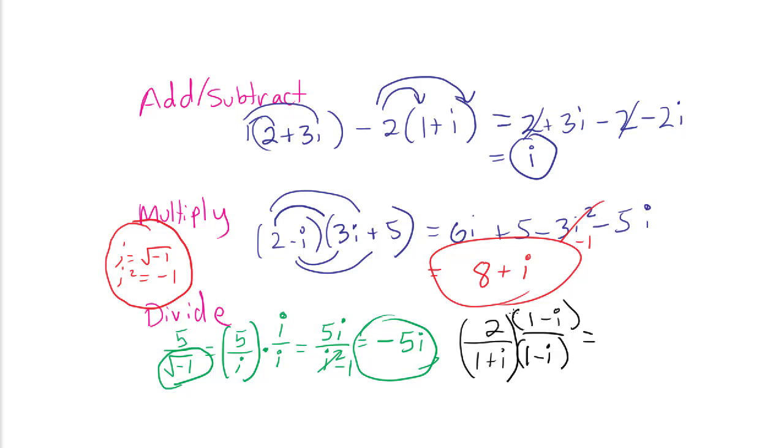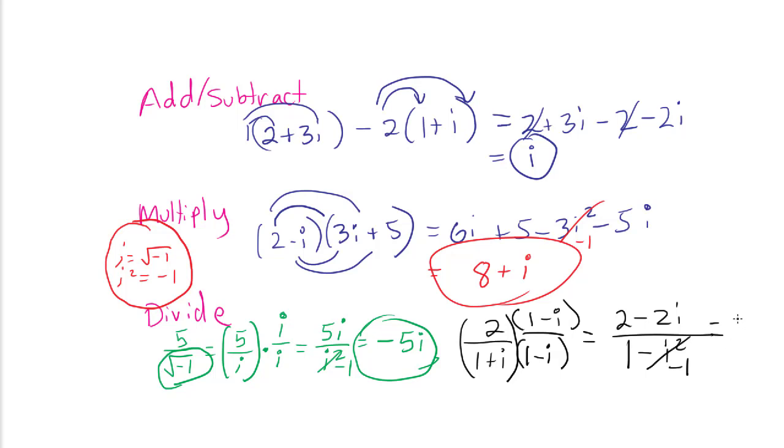Multiply out the numerator. 2 times 1 is 2. 2 times minus i is minus 2i in the numerator. And the denominator is a product of the conjugates, essentially a difference of two squares. I'll square the first, 1, and subtract the square of the second, i squared. But again, I know what i squared is. i squared is negative 1. So this really becomes 1 minus minus 1, or 1 plus 1 in the denominator.